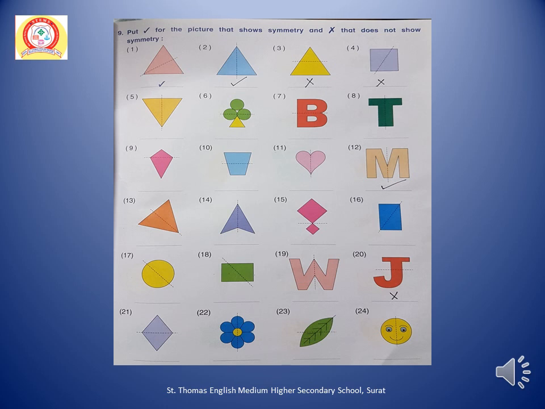I have done first, second, that both are symmetrical, third, fourth does not show symmetry, 5, 6, 7, 8, 9, 10, 11 you will do at home. 12 I have done, that has symmetry. 13, 14, 15, 16, 17, 18, 19, 21, 22, 23, 24 you will do at home.